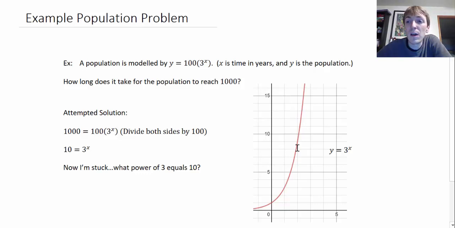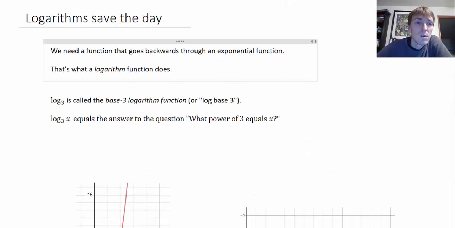And the function that goes backwards is the logarithm. That's what the logarithm does. That's what it's defined to be. So what's going to save this problem, or allow me to solve it, is the logarithm, so we need to know what that is. We need a function that goes backwards through an exponential function. Given the output of an exponential function, what was the input? That's what a logarithm function does. It goes the other way.